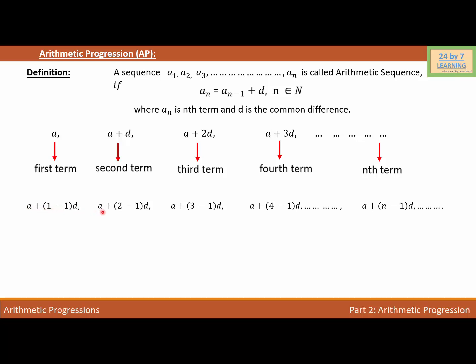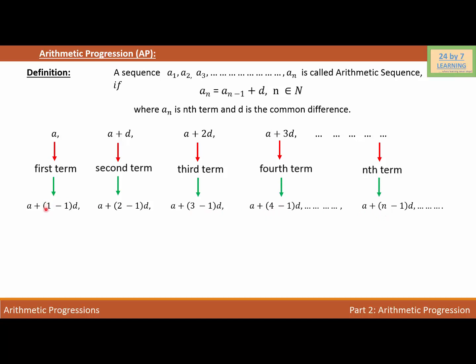In the same way, I can write the second term as a plus (2 minus 1) times d, because 2 minus 1 is 1, so 1 times d is d, so a plus d, exactly the same. In the same way, I can keep doing this, and if I keep doing it, my nth term should be a plus (n minus 1) times d. So this is my first term, this is my second term, this is my third term, this is my fourth term, and this would be my nth term.